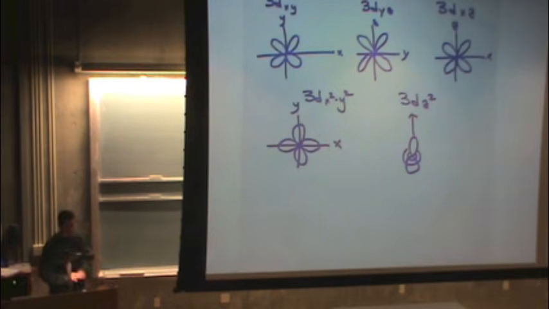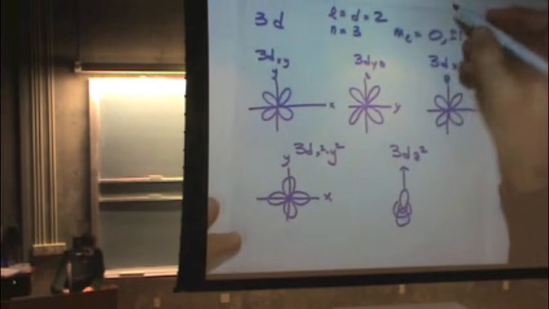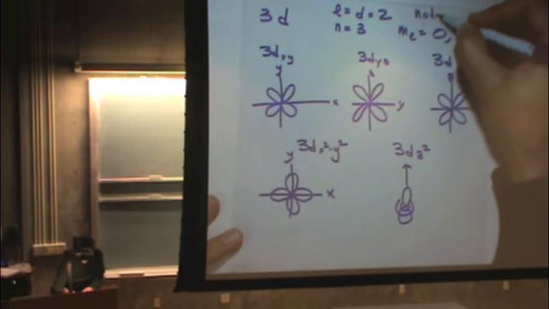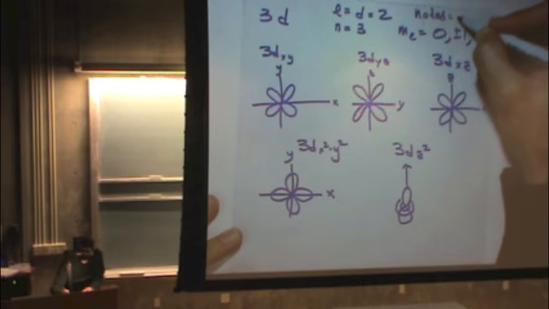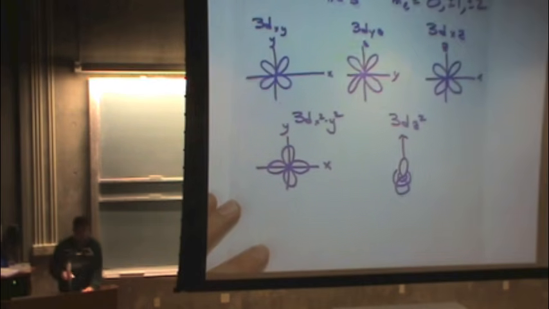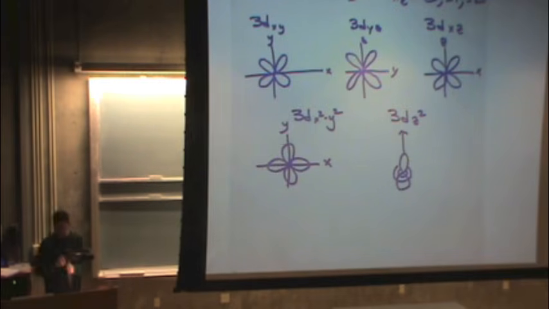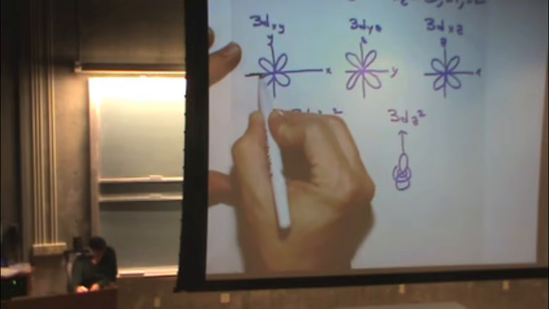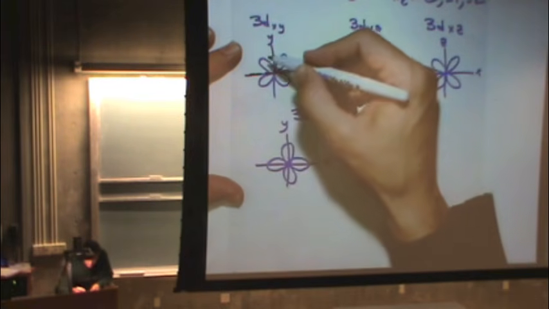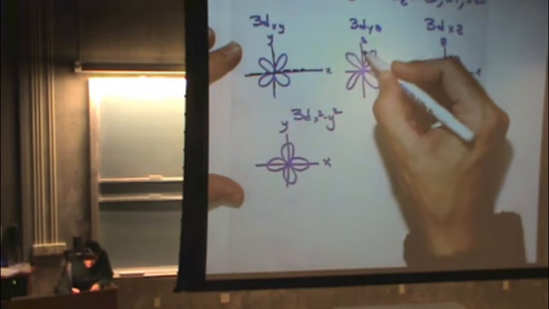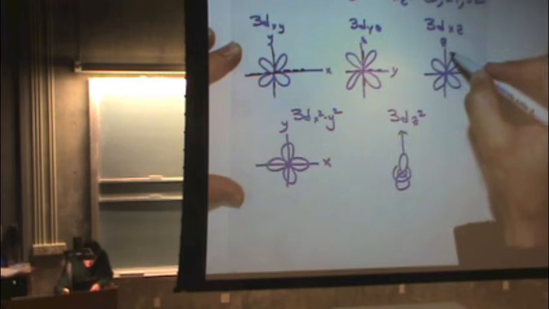These are the 3D orbitals. Okay, we didn't determine how many nodes there were. How many nodes? Yes, n minus 1, or 3 minus 1, 2. And so every d orbital is born with 2 nodes. And on these 3 here, the nodes are just the axes. So the nodes are the axes on these.